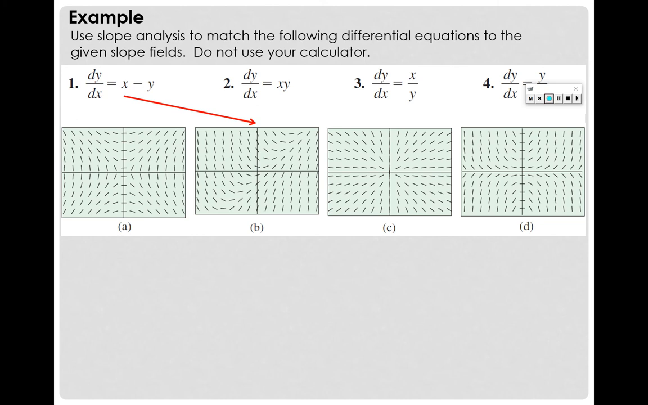Second one, dy dx equals xy. Here's what I know. If the x values are 0, or the y values are 0, I should get slope 0 on both of those axes. On both axes, we should see slope 0.